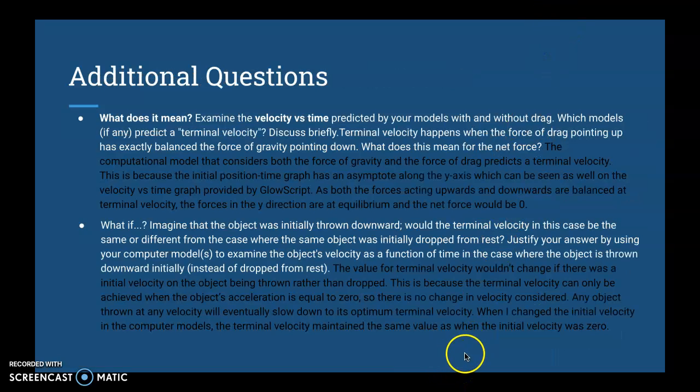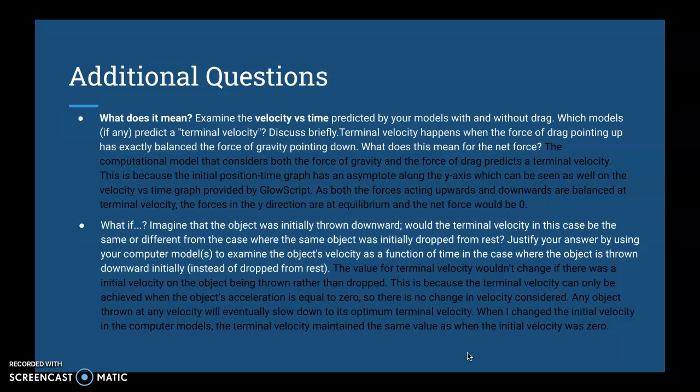When considering additional questions, the computational model that considers both the force of gravity and the force of drag predicts the terminal velocity. This is because the position time graph has an asymptote along the y-axis, which can be seen as well on the velocity versus time graph provided in GlowScript. As both the forces acting upwards and downwards are balanced at terminal velocity, the forces in the y direction are at equilibrium and the net force would be 0.